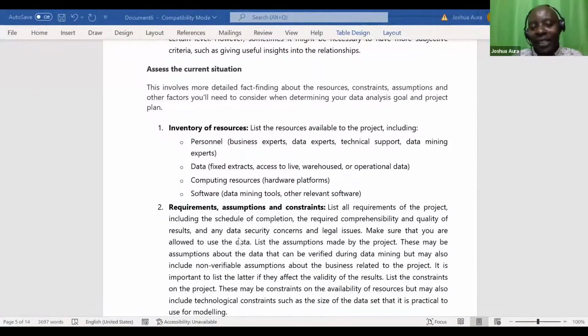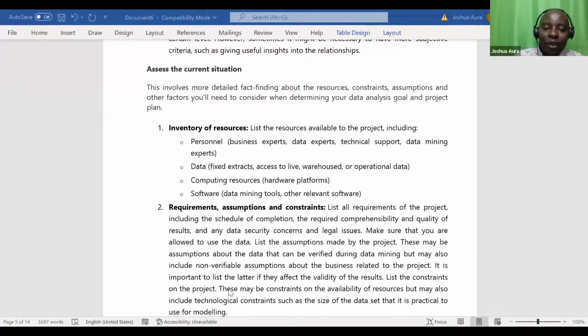Comprehensibility and the quality of the results, and any data security concerns and legal issues. Make sure that you are allowed to use the data, because you may extract data that you can't use outside there. List the assumptions made by the project. These may be assumptions about the data that can be verified during data mining, but may also include non-verifiable assumptions about the business related to the project. It is important to list the latter if they affect the validity of the results.